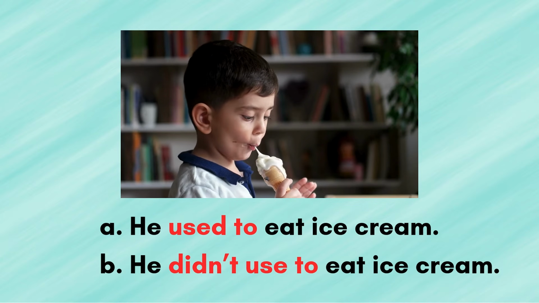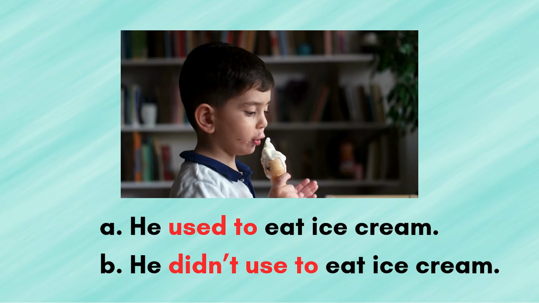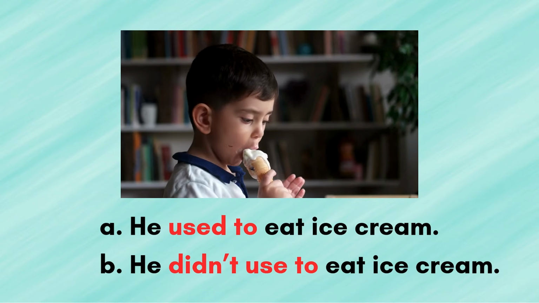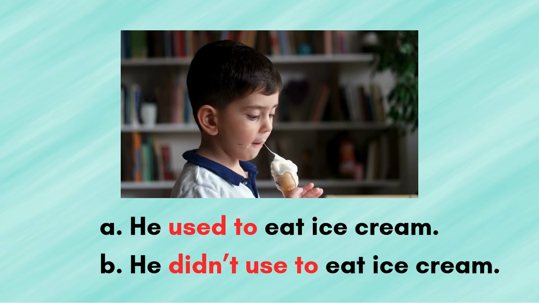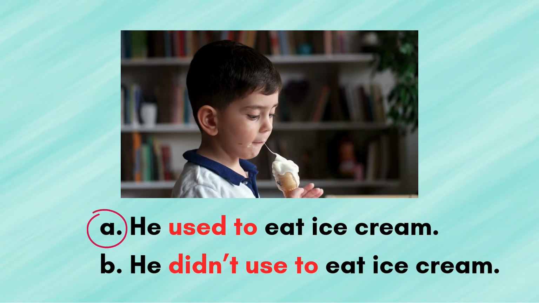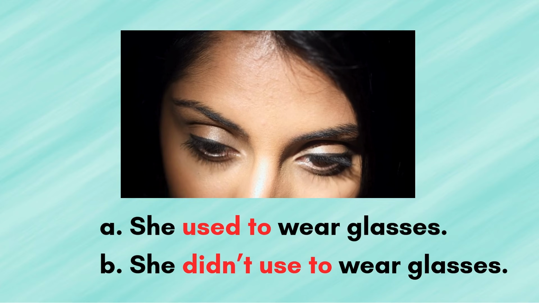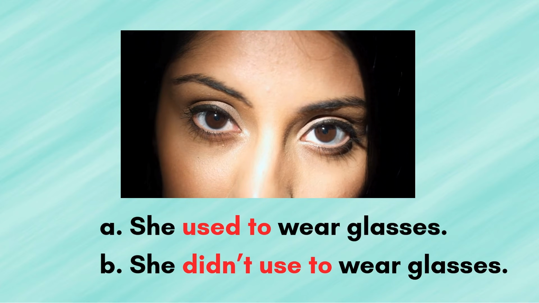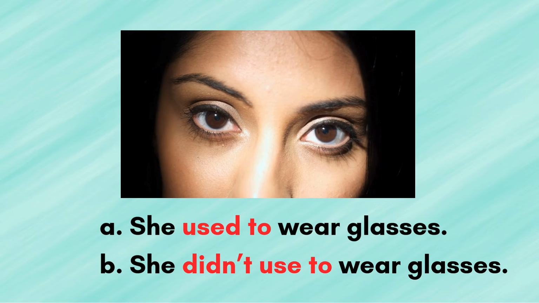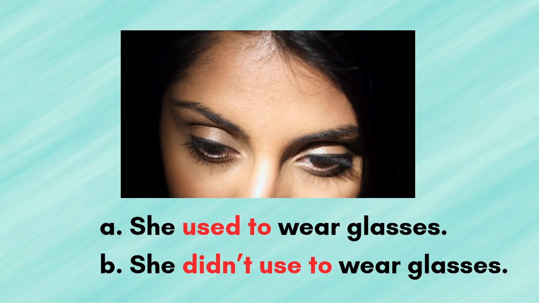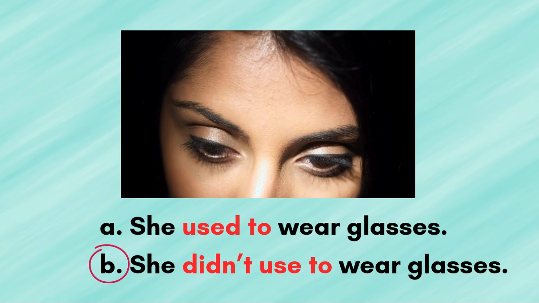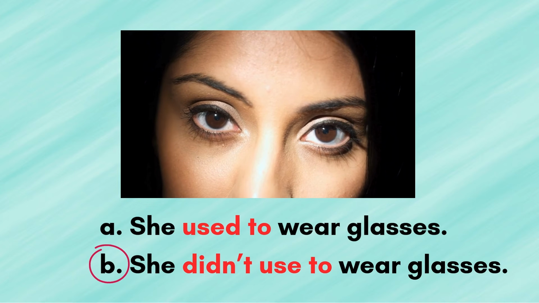What did he used to eat? Did he used to eat ice cream or he didn't used to eat ice cream? Yes, he used to eat ice cream. What about this? She used to wear glasses or she didn't used to wear glasses. Good. She didn't used to wear glasses.